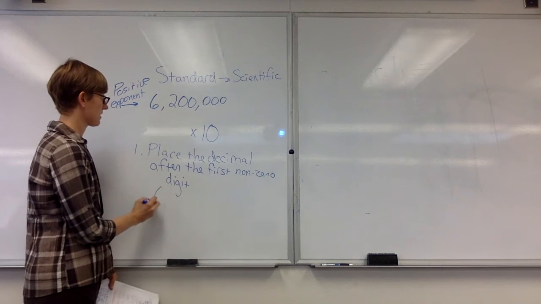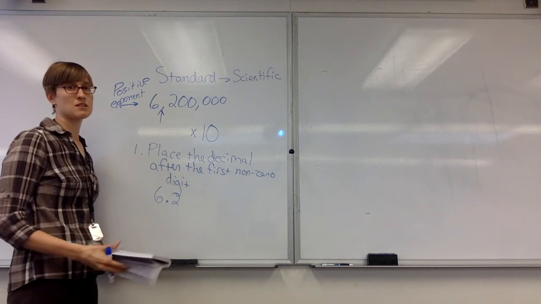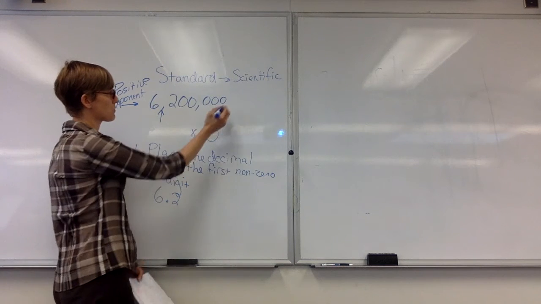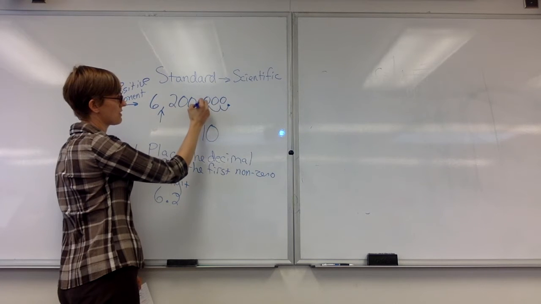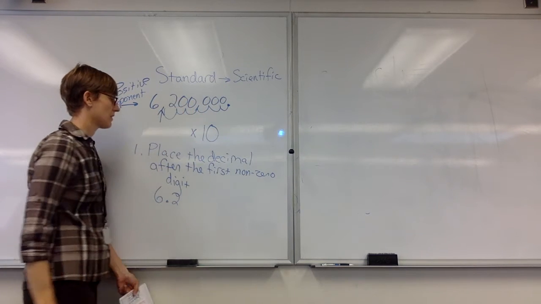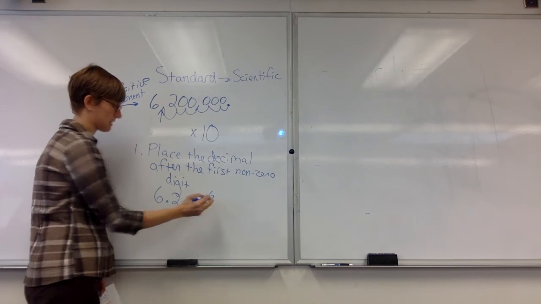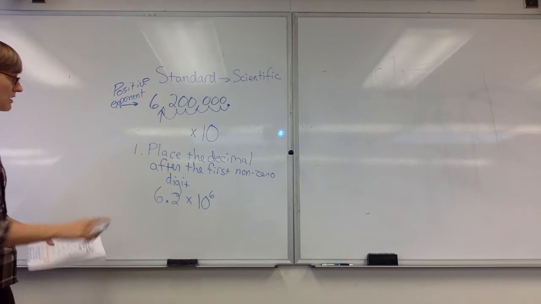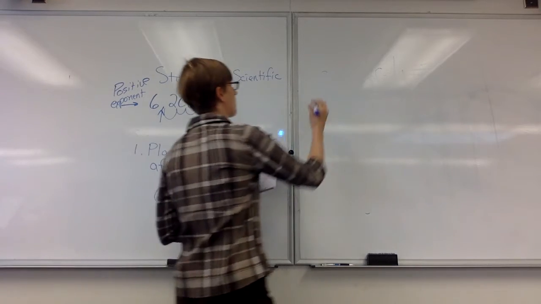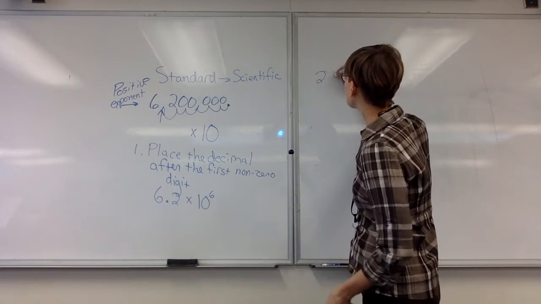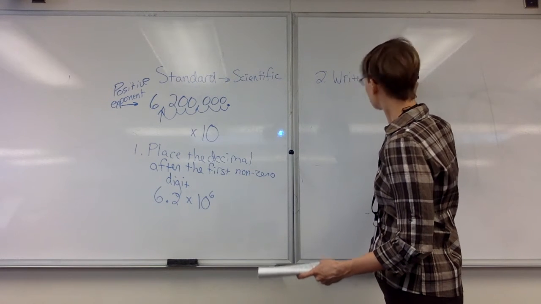So here, if we have 6.2, we want to move the decimal point to this location between the 6 and the 2. So how many places do we have to move it? Well, right now our decimal point's at the end, so we move it 1, 2, 3, 4, 5, 6. Okay, so we're going to have 6.2 times 10 to the 6th power. So we placed the decimal point after the first non-zero digit was the first step. My second step, when I did that, was write times 10 after it.